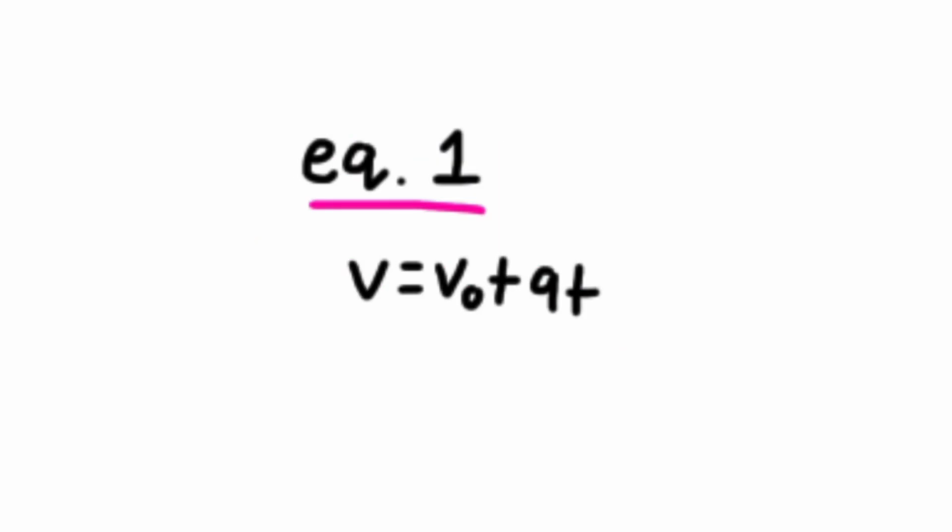So the first kinematic equation I want to go over is this one right here, where final velocity is equal to initial velocity plus acceleration times time: v = v0 + at. Now this formula is good for when you're changing velocity over a certain period of time.